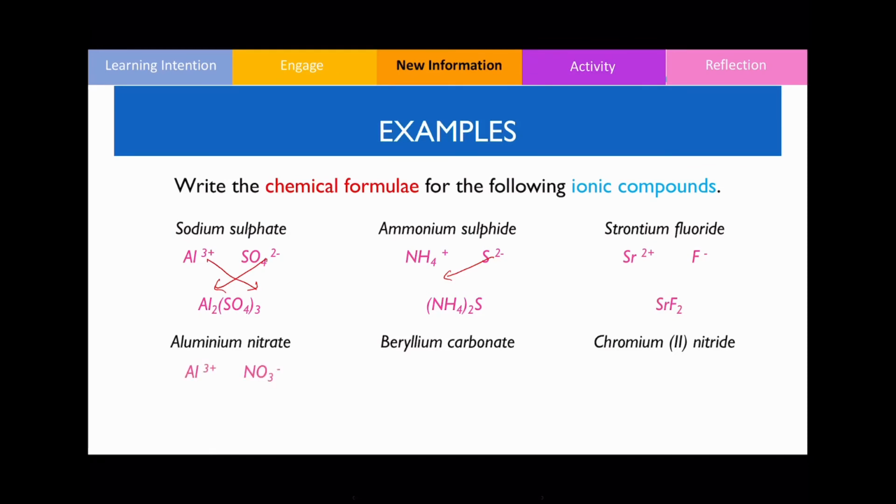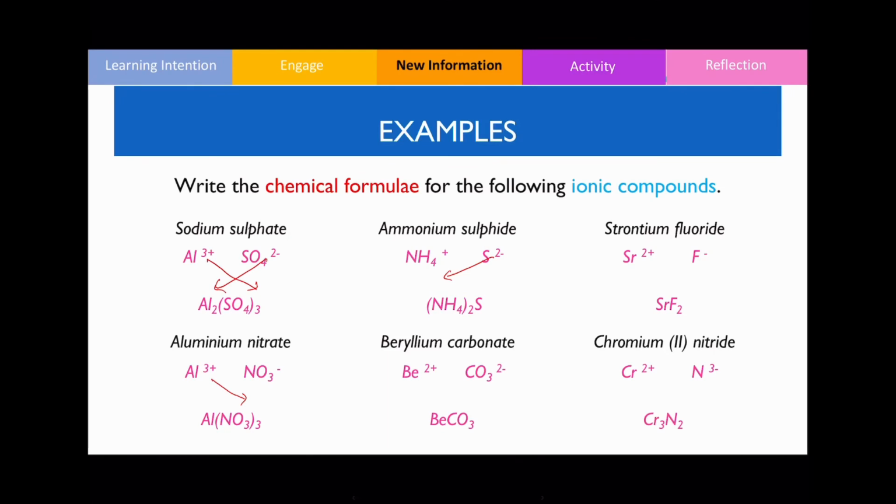The next one is aluminium nitrate. When you CRISS-CROSS again, because the 3 is being exchanged to nitrate, and nitrate is a polyatomic, you will need brackets. The next one is beryllium carbonate. In this case, because they have identical charges, they cancel each other out. So it becomes BeCO3. And the very last one is chromium nitride. Chromium is a transition metal, Cr2+, and nitride is N3-. CRISS-CROSS, and it becomes Cr3N2.